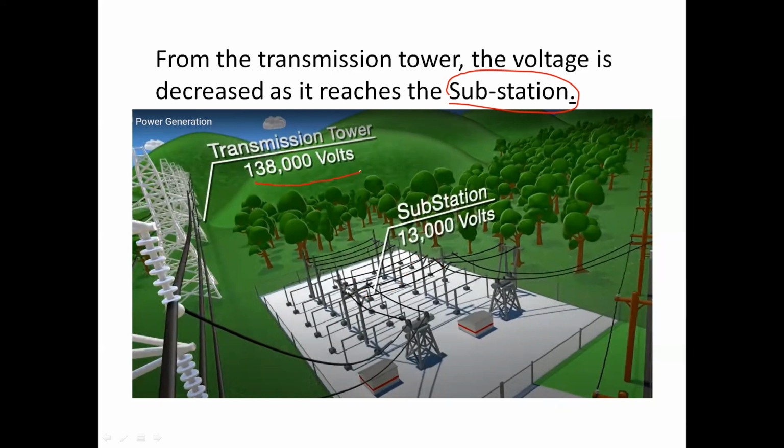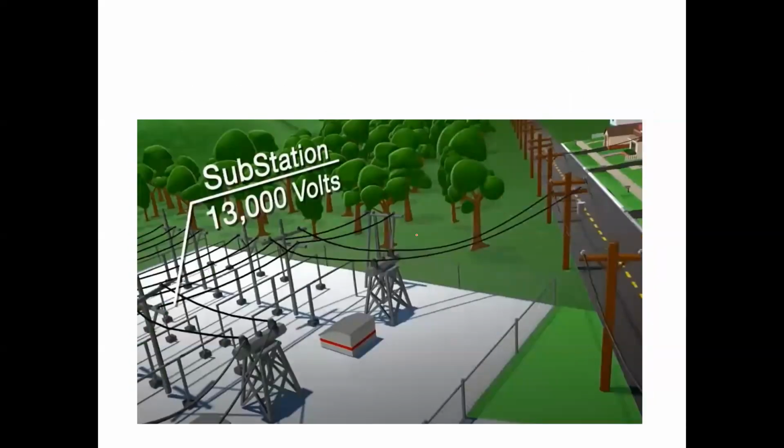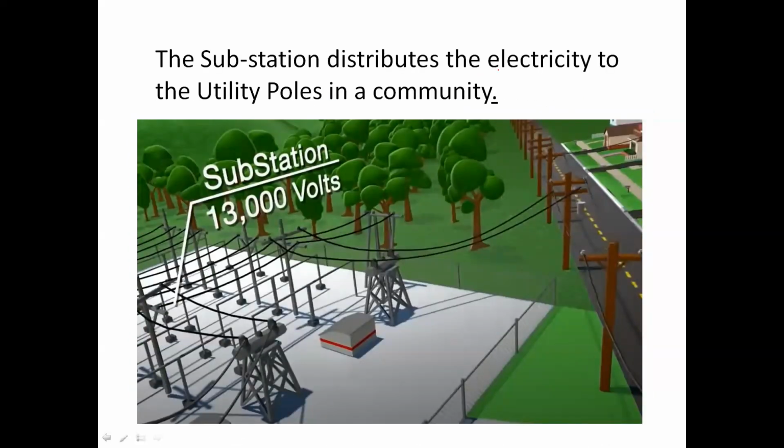From 138,000 volts, it is decreased to about 13,000 volts in the substation. Then from the substation, if it's a substation designated for community distribution, this 13,000 volts is distributed to the utility poles. These are the ones that you see along the streets in the community. So it's still a large amount of volts.